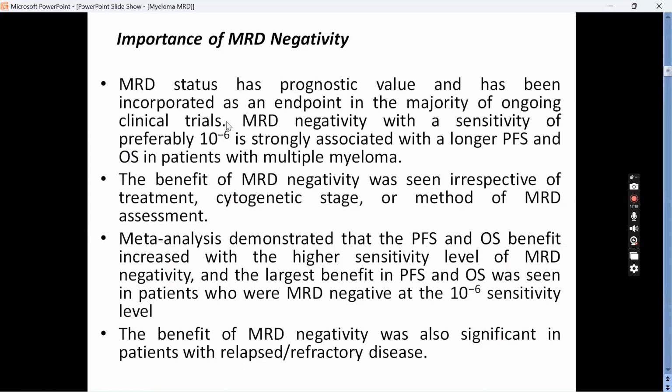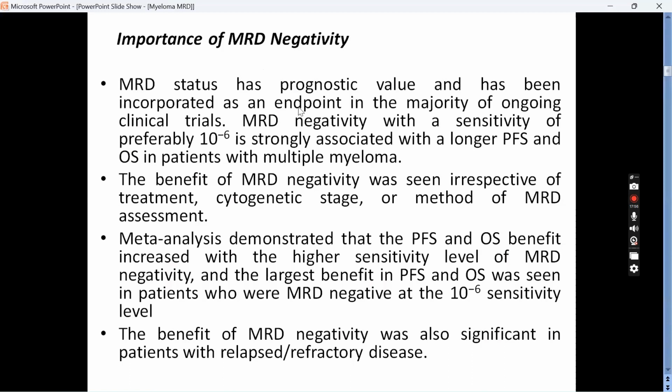As I said, VGPR, then complete response, then stringent complete response was earlier used as the endpoint, but now they felt that even patients with stringent complete response have a chance of disease relapse, and the overall outcome is not that great. So they felt one more level of response criteria, deeper than stringent complete response, had to be established. Hence, MRD was included into the International Myeloma Working Group recommendation. So it has been incorporated as an endpoint.